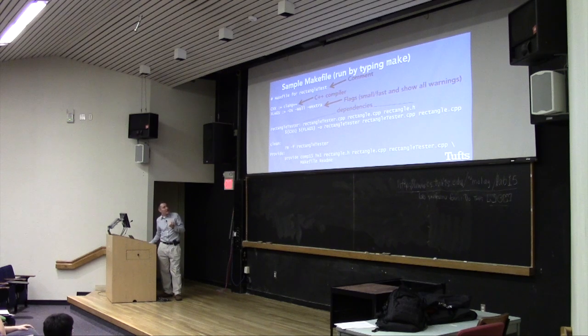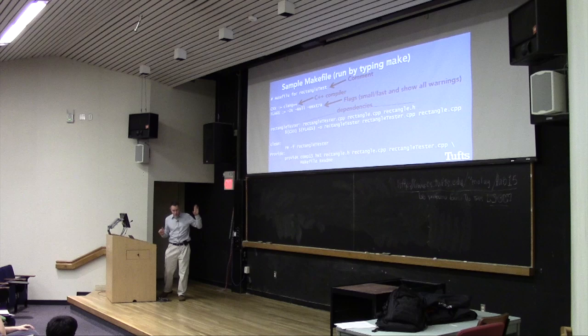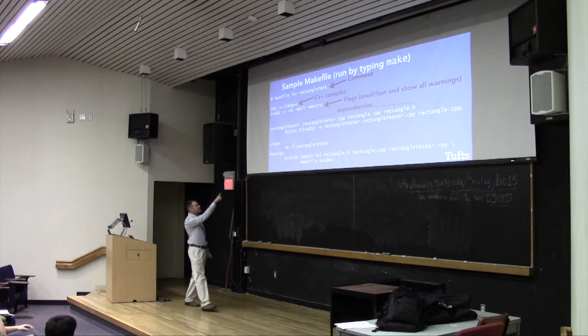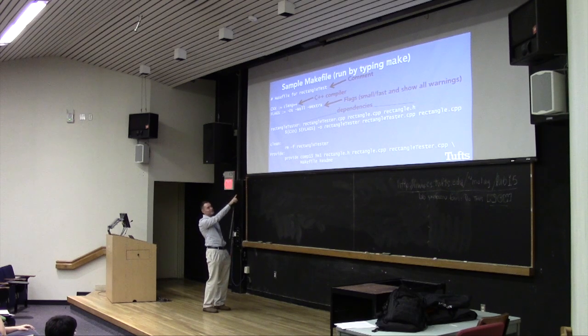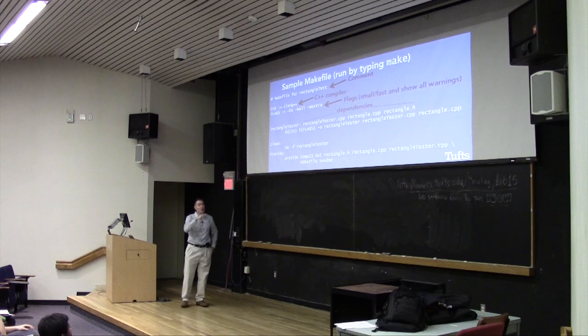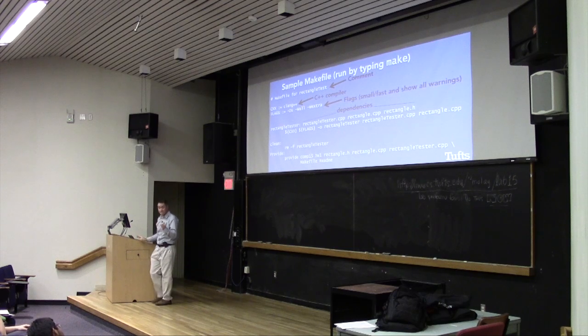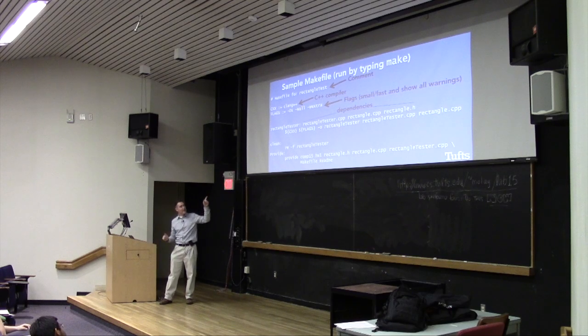Then you have this next line, which shows you all the dependencies. See these three files, rectangle_tester.cpp, rectangle.cpp, and rectangle.h. We're going to give you the rectangle.h file. The other two you're going to create for the first assignment. And that line of the makefile says, if any of those files have changed, remake the program.